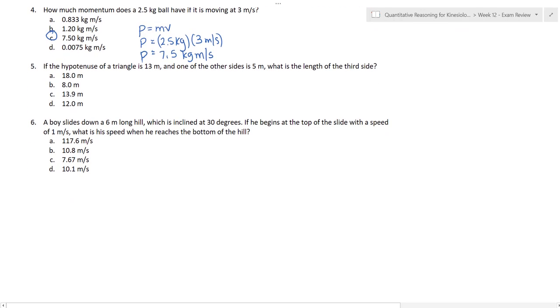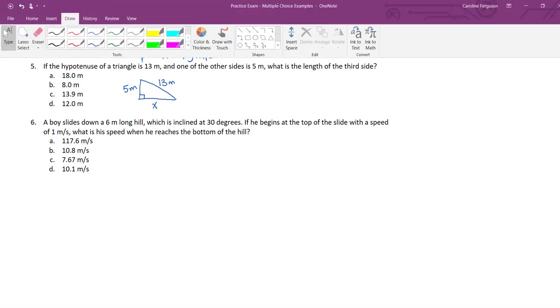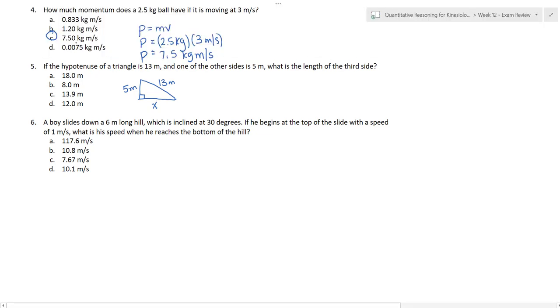All right, question 5. If the hypotenuse of a triangle is 13 meters, so let's draw that out. So this is my right angle here. The hypotenuse is 13 meters, and one of the other sides is 5 meters. What is the length of the third side? So let's call this X. Okay, so we know two sides of a right angle triangle. We're looking for the third side, so we're going to use Pythagorean Theorem.